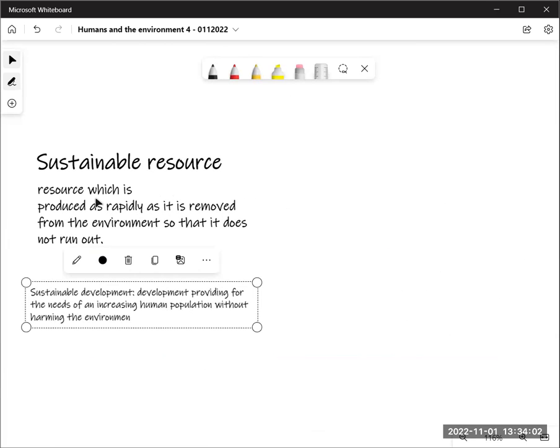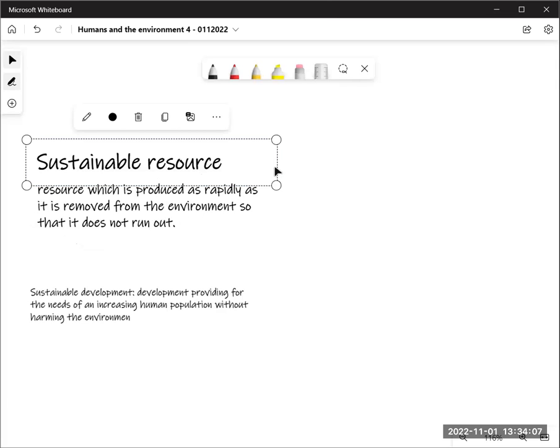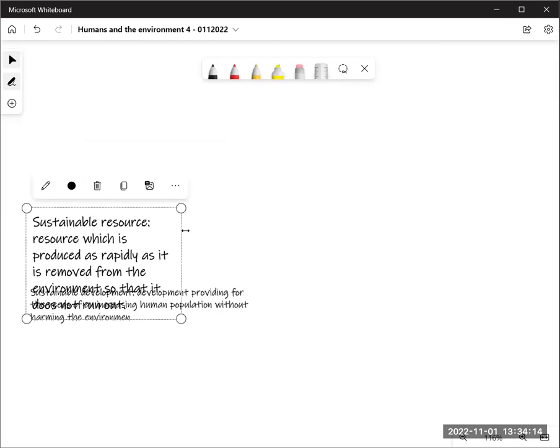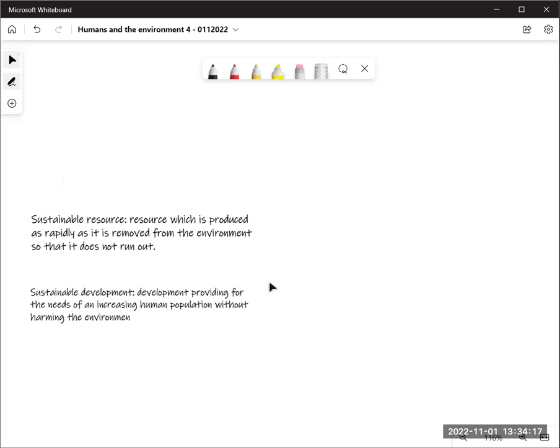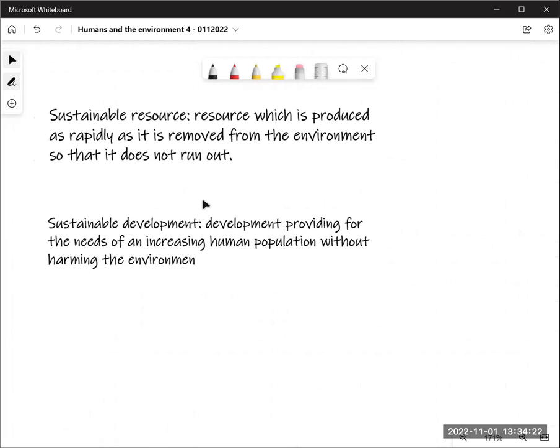What is this? I'm going to read the definition of sustainable resource out loud. Sustainable resource: a resource which is produced as rapidly as it is removed from the environment so that it does not run out. All right, so it does not run out. Perfect.